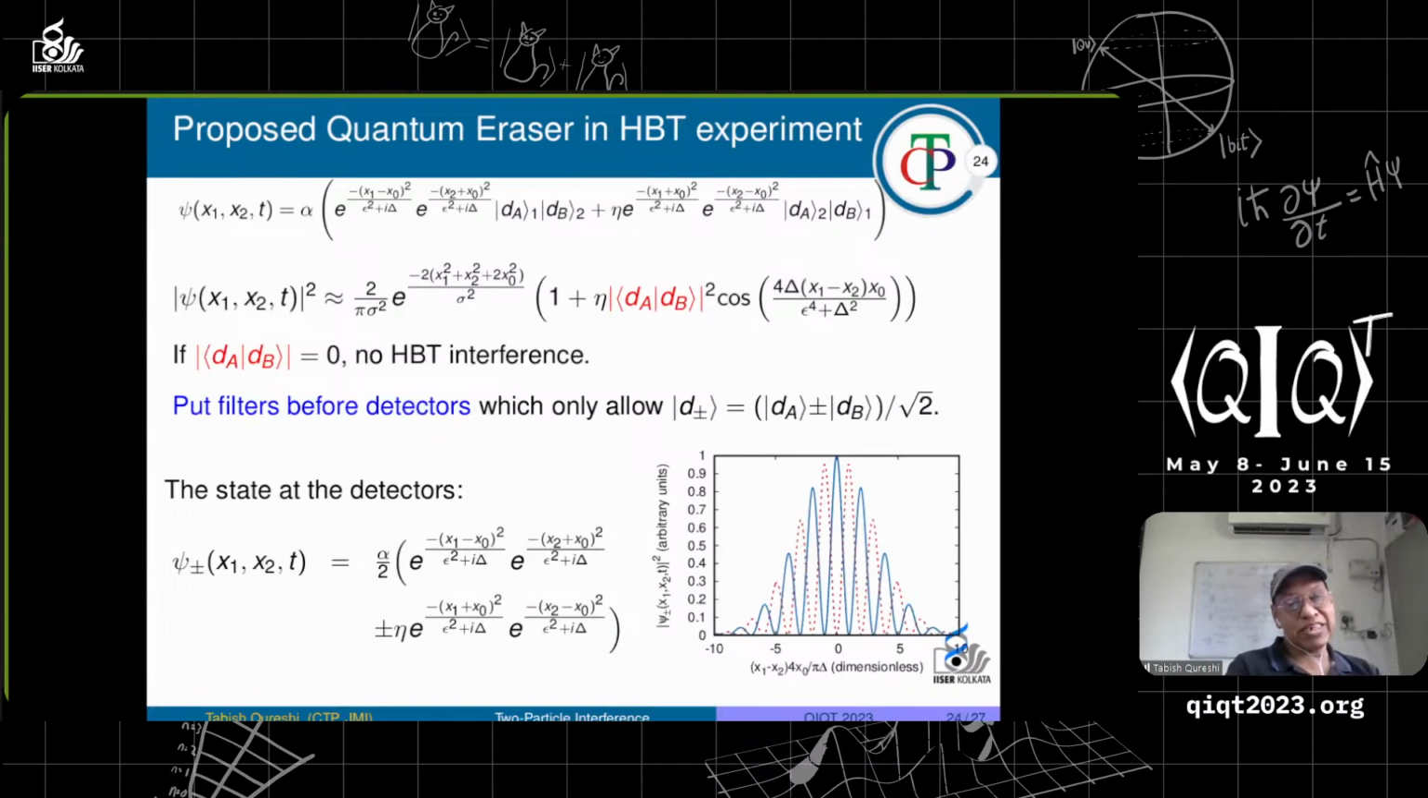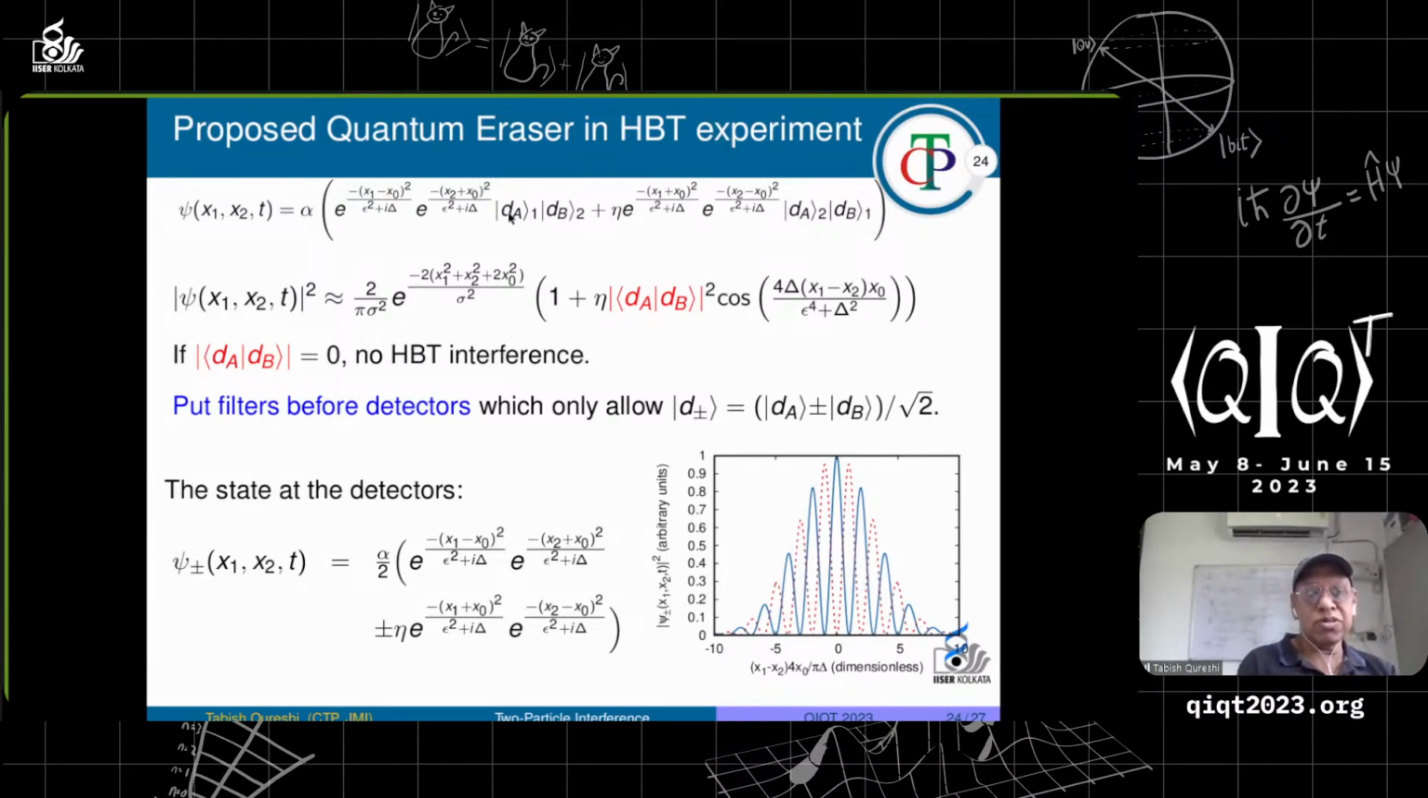But people, interestingly, have never thought that this quantum eraser can work in the Hanbury-Brown-Twiss experiment also. So since we are analyzing these two experiments on the same footing, I will show you from a very simple analysis that a quantum eraser can work in the Hanbury-Brown-Twiss experiment also. Okay, I think I'm running short of time, so I'll just go fast.